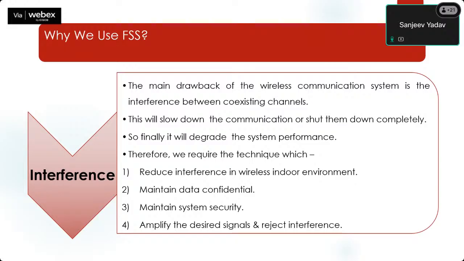Now, why are we using them? There are some drawbacks of wireless communication. So, to overcome all these drawbacks, we are using the frequency selective surface. They are going to reduce the interference in wireless indoor environments. They are maintaining data confidentiality. They are maintaining system security. They amplify the desired signal and reduce the interference.